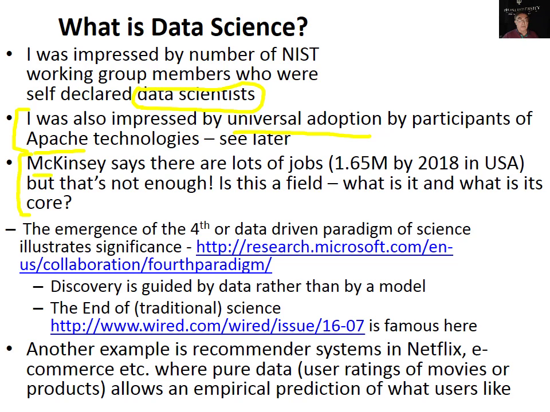Well, we know from the first lecture that there are lots of jobs. McKinsey's adding the two types of people together, 1.65 million unsatisfied jobs by 2018. But a job does not define an academic field. So we need to ask whether data science is an academic field.